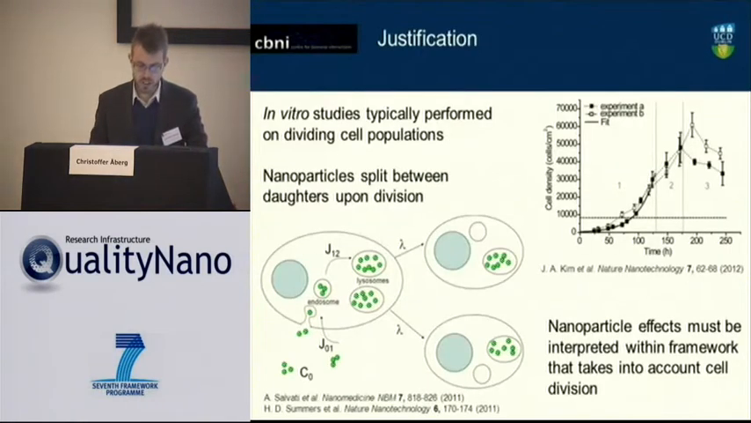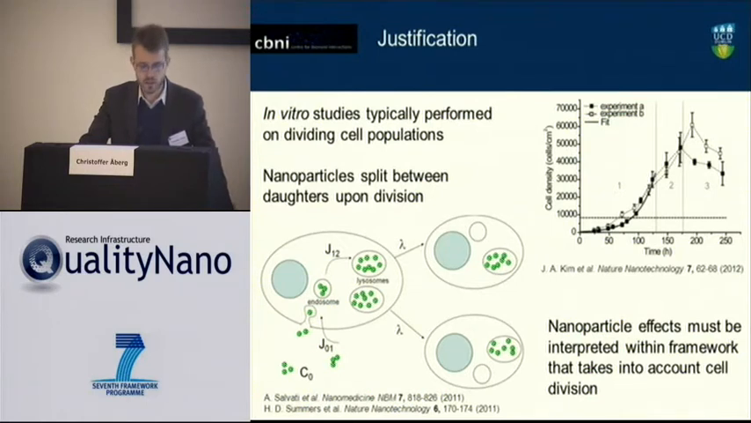So the reason for doing this work in the first place is that, of course, there are many people who are doing in vivo tests and working with primary cells, but I think it's safe to say that most studies on nanoparticle uptake and toxicity, etc., are performed on cell lines. And in cell lines, cells divide.